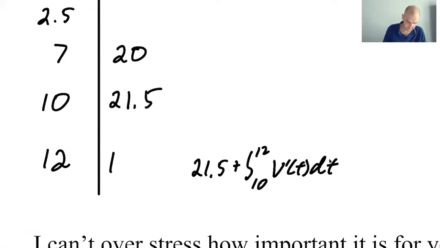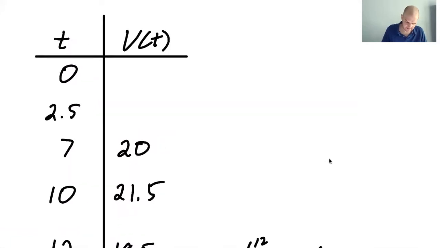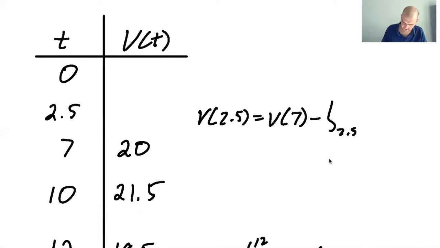Ooh, what are you doing? 19.5. Now we've got to go backwards. So I'm going to say that v of 2.5 is going to be v of 7 minus the integral from 2.5 to 7 of v prime of t dt.